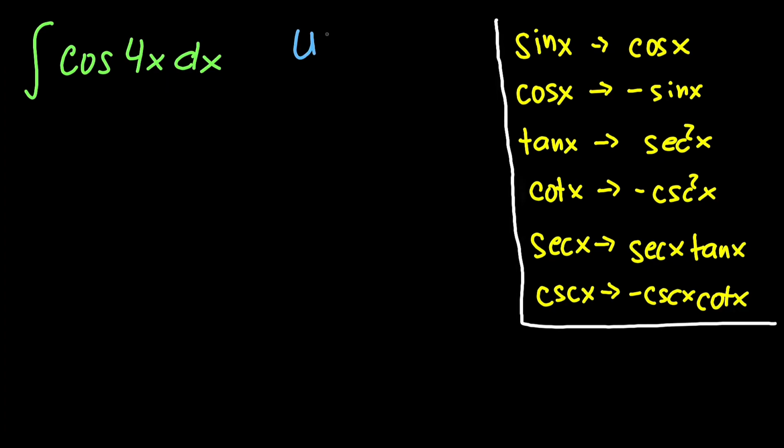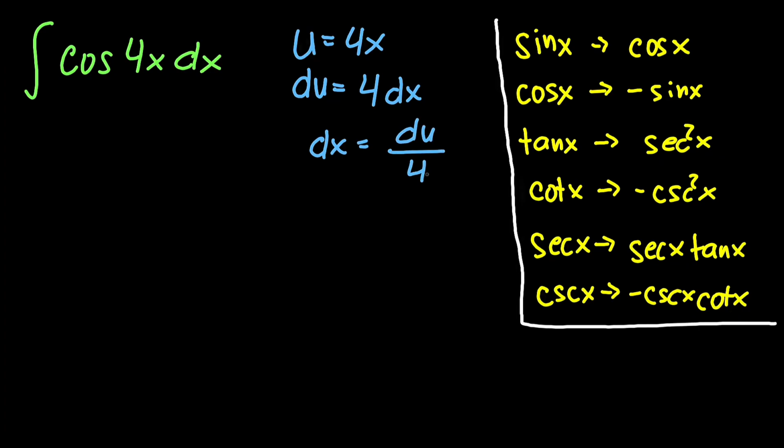So let u here be 4x and take the derivative. So du would be equal to, the derivative of 4x would be equal to 4, and multiply this by dx. And since we need the value of dx, transpose 4 to the other side, so this would be du over 4. So substituting the value, we would have the integral of cosine of u multiplied by dx, which is equal to du over 4.